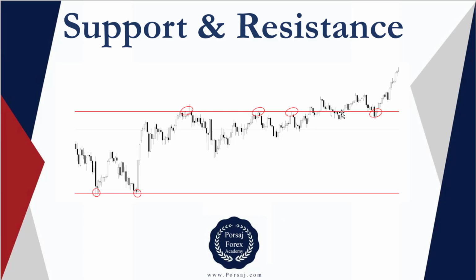Once a support level is breached, it can turn into a resistance level, and vice versa. This is known as role reversal, where former support becomes the new resistance, and former resistance becomes the new support.